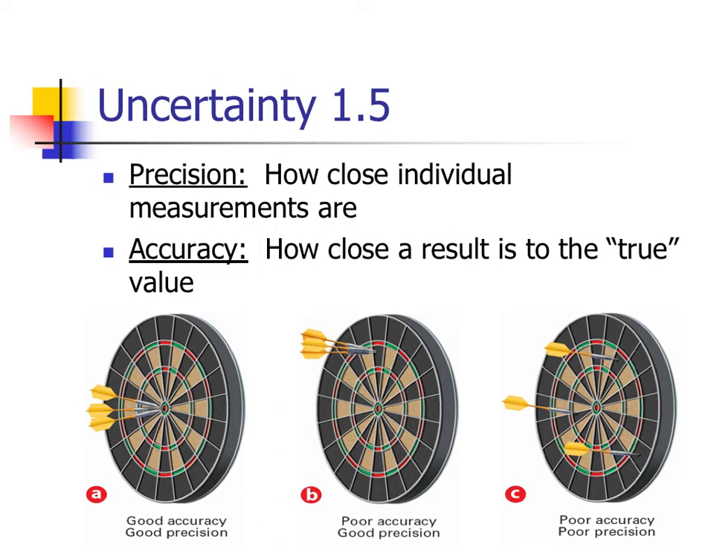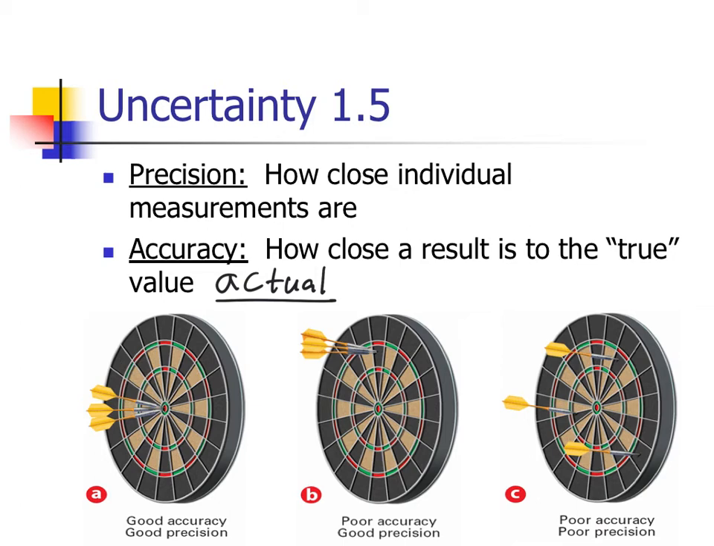So, precision: how close individual measurements are. Accuracy: how close results are to the true value. I like this way of writing it: accuracy, actual. You get a word association. Right? How close are you to the actual number? Precision, things are really close.